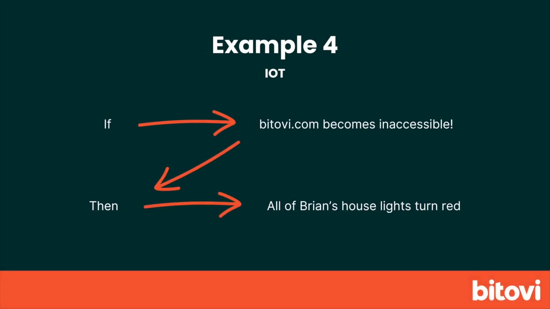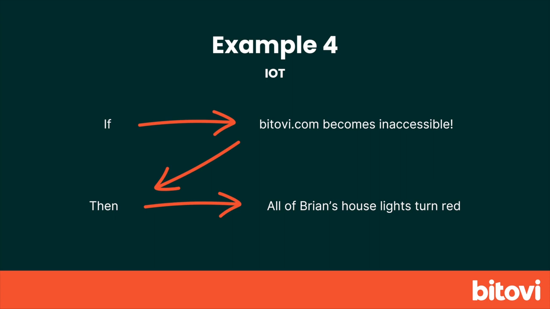Okay, and IoT. These are the last two, and these are some of my favorite ones. So IoT, Internet of Things: if our site becomes inaccessible, let's turn all of our CEO's house lights red, so he knows exactly what's going on. Well, hopefully he does. Otherwise, he's going to think something bad just happened to his lighting system, or that someone might have hacked in. But in this case, we've already told him, hey, your lights are going to go red, and you're going to have to come and help us out.